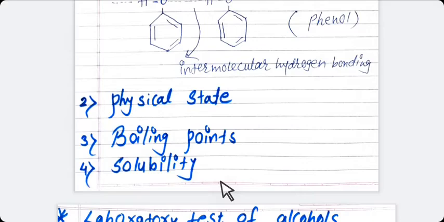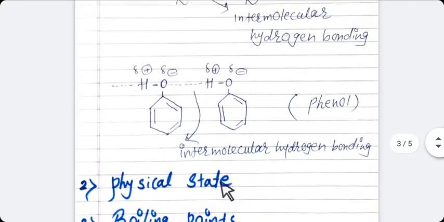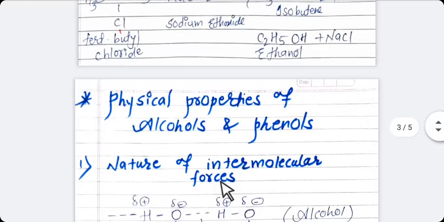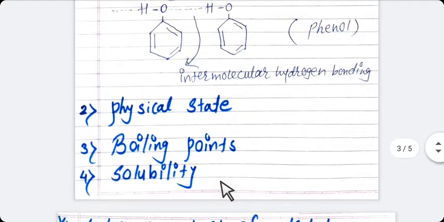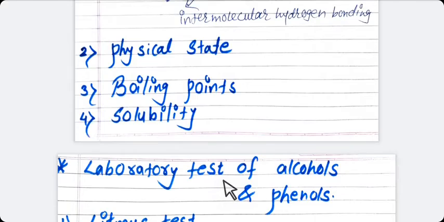Next physical property is solubility. Phenols and lower alcohols. As students, you are aware about the lower alcohols, means which are having up to 3 carbon atoms. So phenols and lower alcohols show appreciable solubility in water. Why? Because of their ability to form intermolecular hydrogen bonding with water molecules. As we have seen already, intermolecular hydrogen bonding in alcohol and phenol. So phenol and lower alcohol are soluble in water because they have the ability to form intermolecular hydrogen bonding with water molecules.